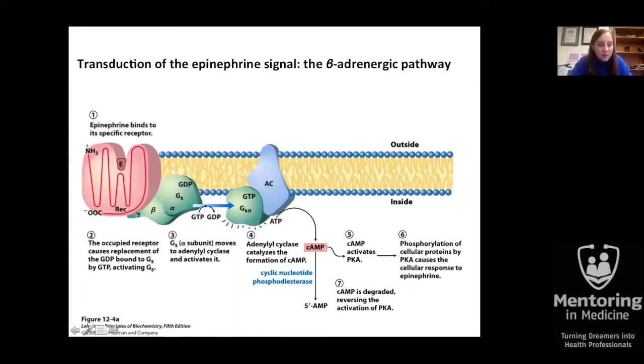Do steps 1 through 4 have to occur twice to move forward with the activation of PKA? No.